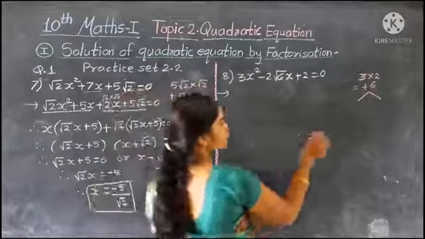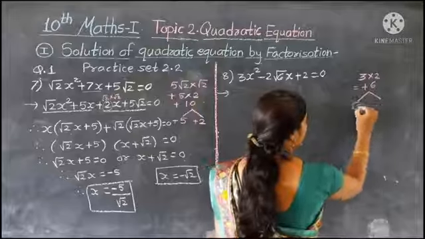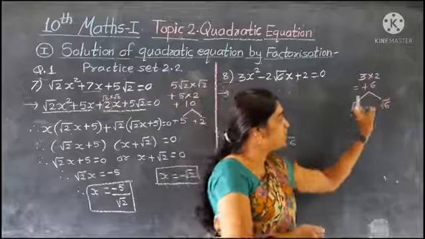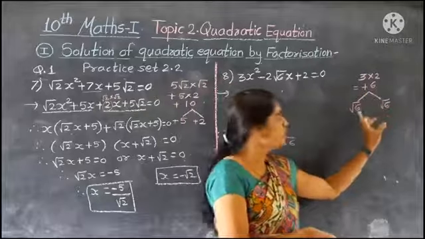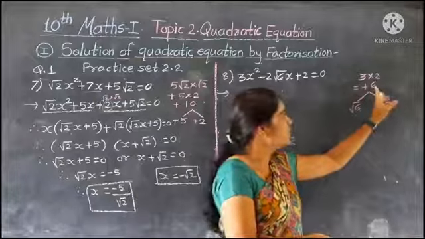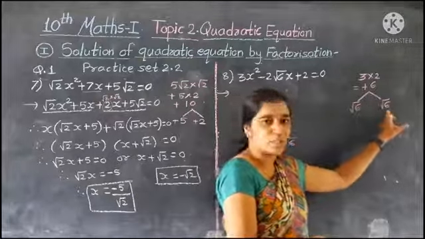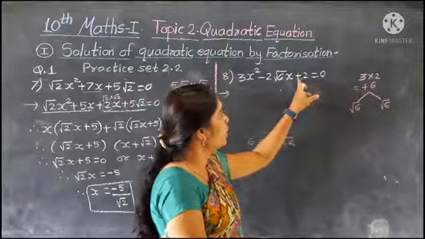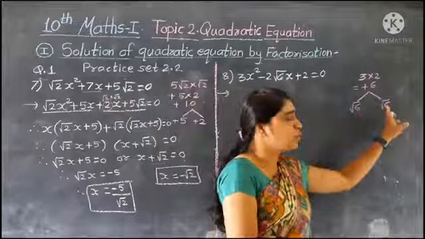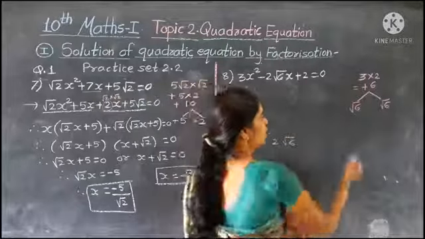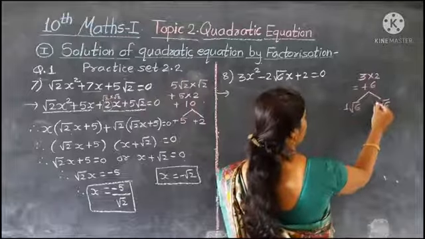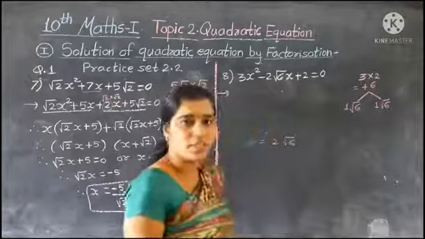We can write 6 as root 6 into root 6. 6 into 6 is 36, square root, that is 6. First we write 6 as root 6 into root 6. Why? Because I want its addition to be 2 root 6. So here I write root 6 into root 6. So here we write 1 root 6 and 1 root 6.